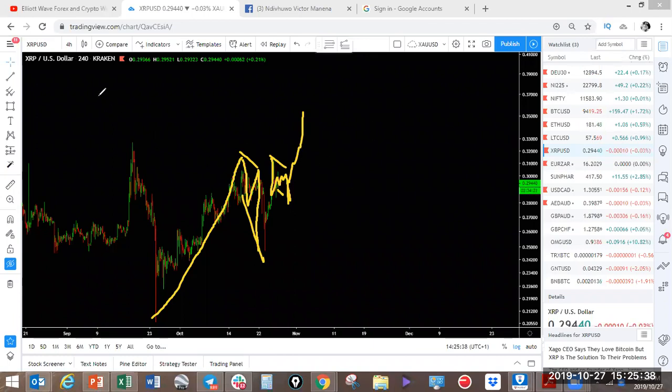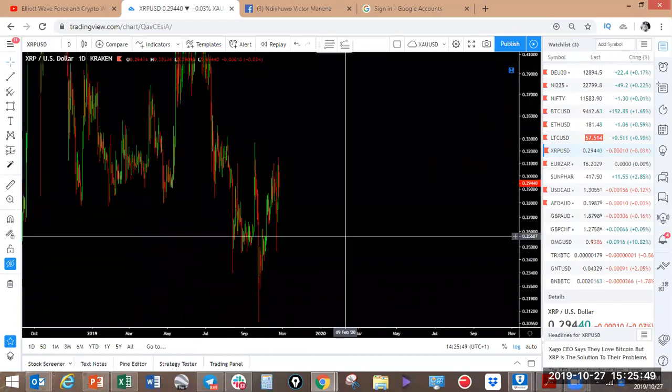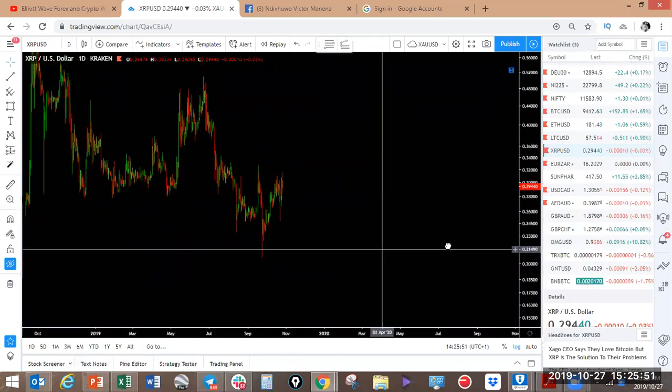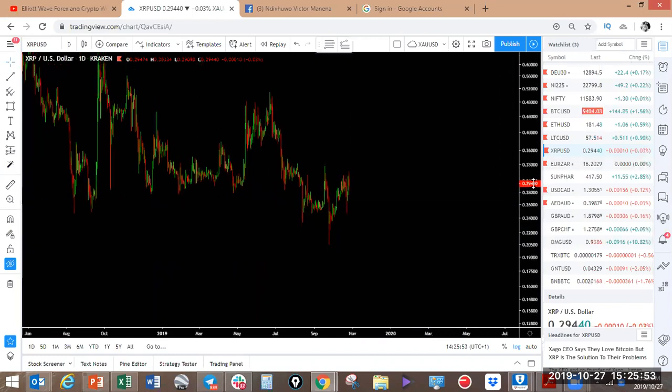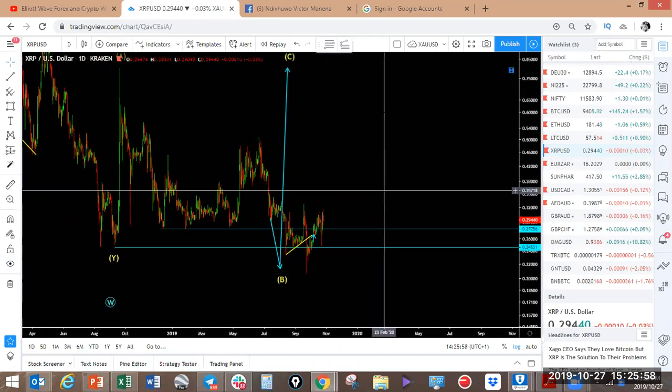All right, so that is Ripple, and this is what we are looking for on Ripple. Just to show you the higher degree structure and what I've been waiting for on Ripple for the longest time, it's actually playing out, but it's going up slower than I expected it to. So this has always been the analysis for these two.